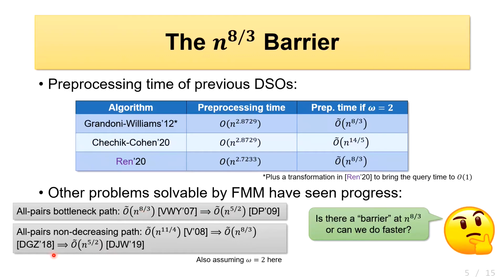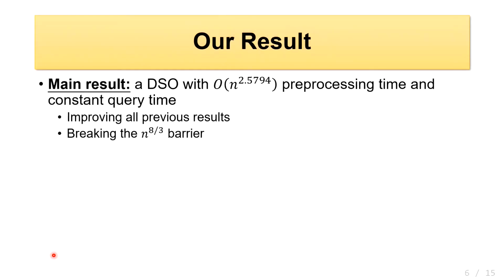So would the same story happen for DSO? Yes, this is what we achieved in our work. We show that there is a DSO with n to 2.5794 preprocessing time and constant query time. We improve all of the previous results and break the n to 8/3 barrier.